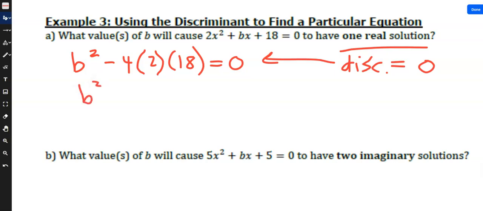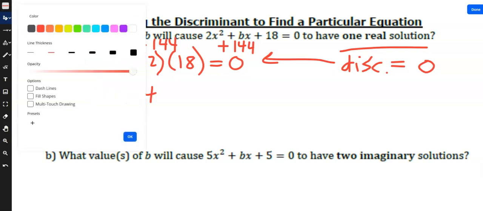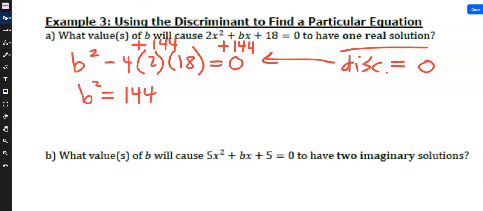What is negative 4 times 2? Negative 4 times 2 times 18. That's negative 144. So if we want that to move to the other side, we have to add 144. Ooh, this is going to be nice, right? And then, so there are 2 possible answers here, right?